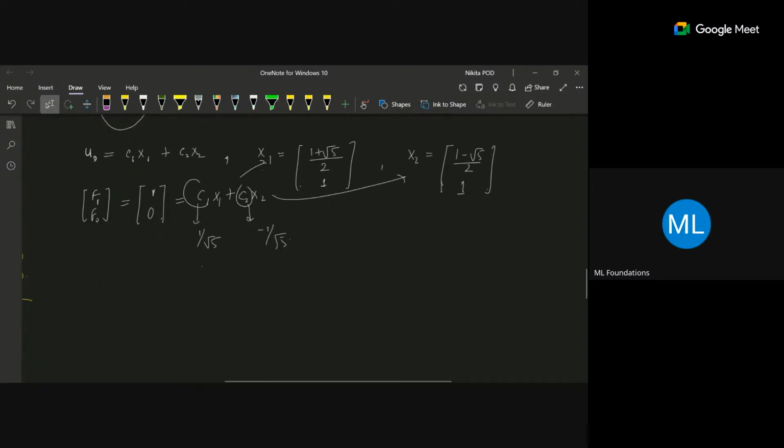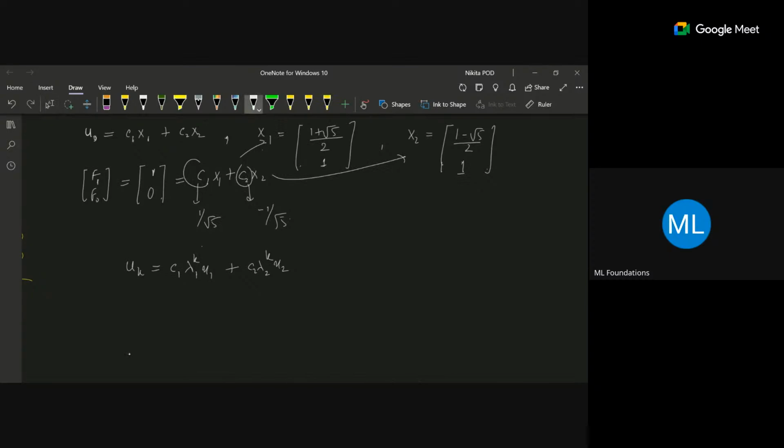Now, what we said is my uk will look something like c1 lambda 1 to the power k x1 plus c2 lambda 2 to the power k x2. This is how it looks, and this uk is nothing but just fk plus 1, fk, right? And we have already found our c1, we already know lambda 1, we have my x1, so just compute and write it over there.